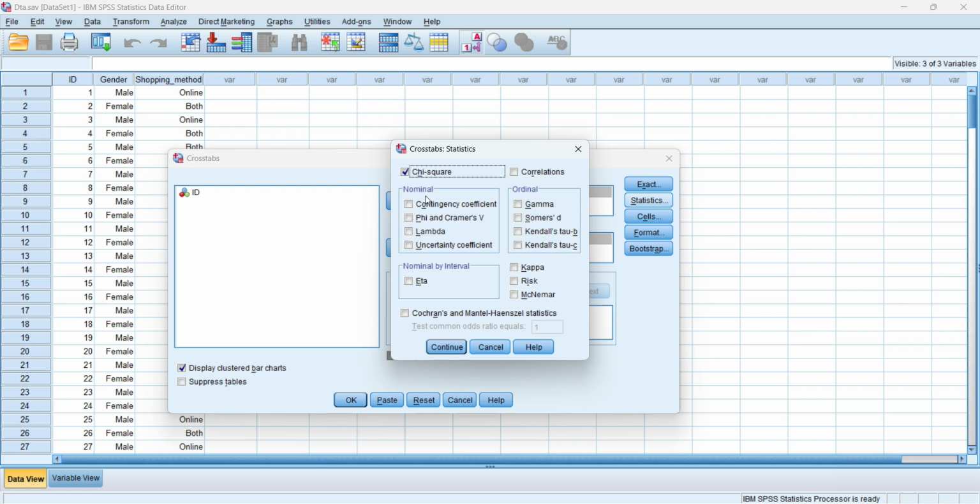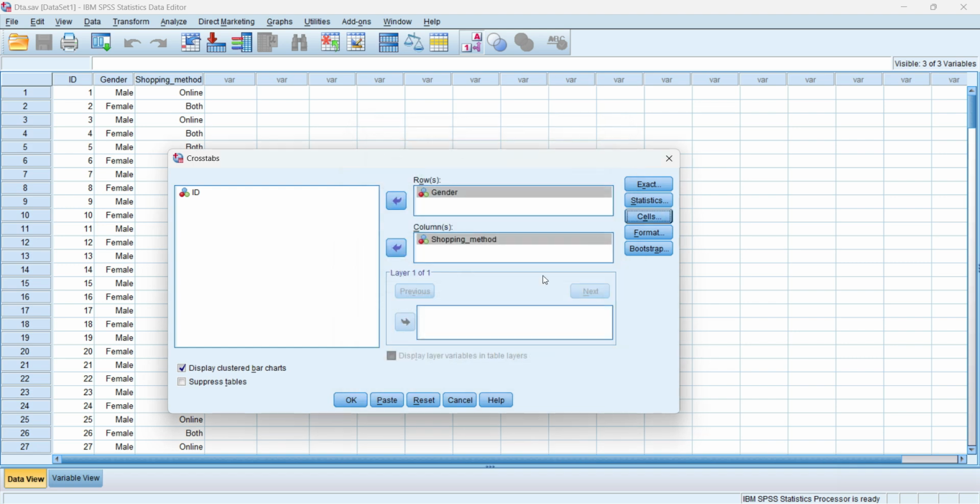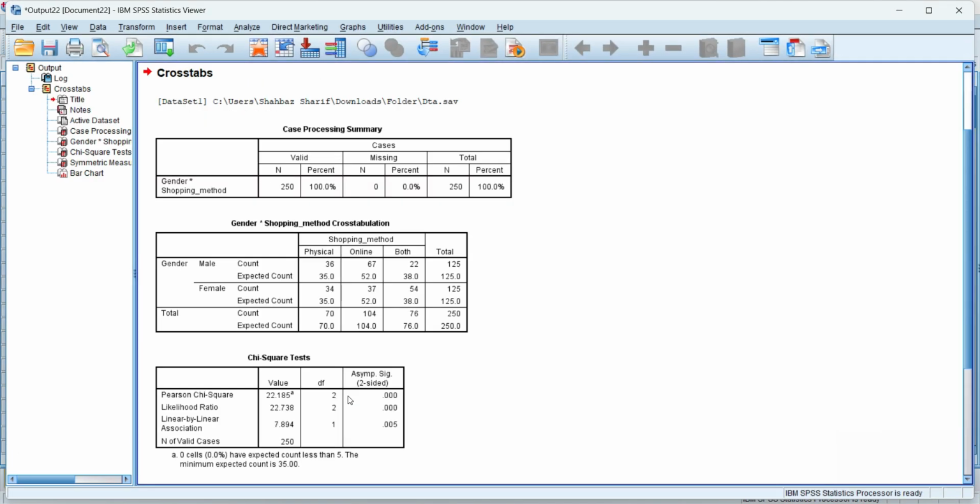We need chi-square, phi and Cramer's V, and then click Continue. In Cells, we need observed and expected counts, and then click Continue. Format stays as it is. So we have set our parameters, and now we click OK. So we get the results here.